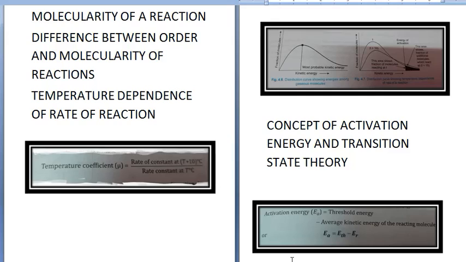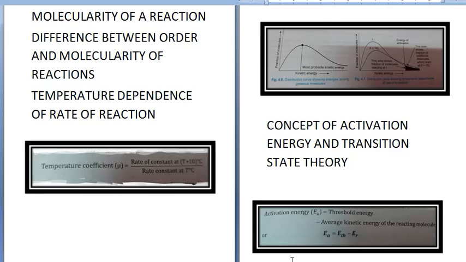For complex reactions, the overall rate of reaction depends on the slowest step, and the overall order is also determined by the slowest step. But in case of molecularity, there is no significance of overall molecularity for a complex reaction. It is expressed for each elementary step.